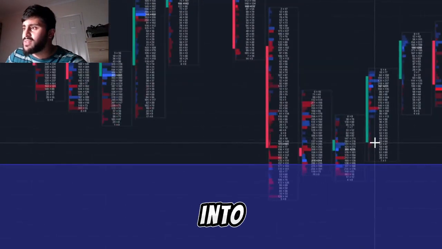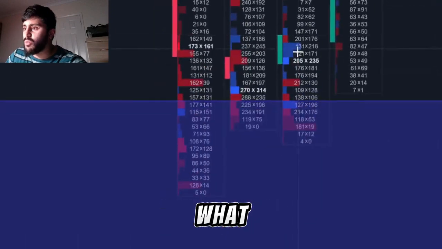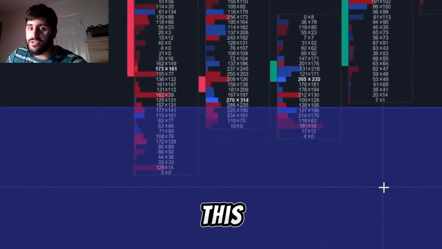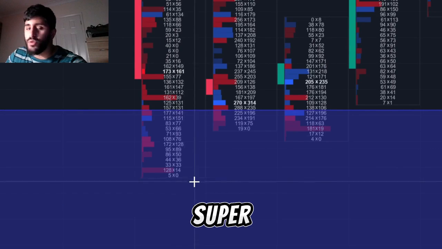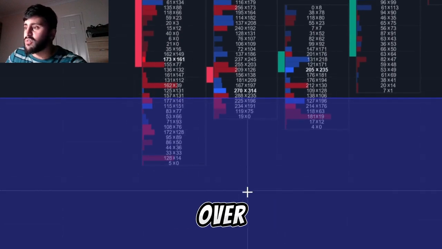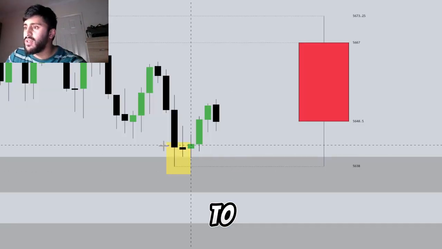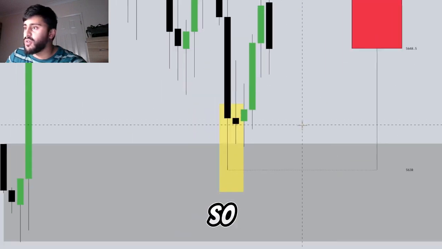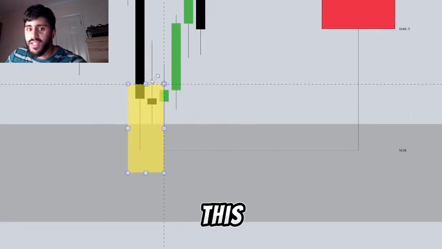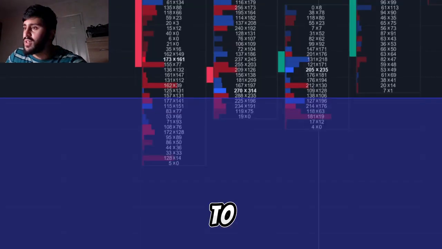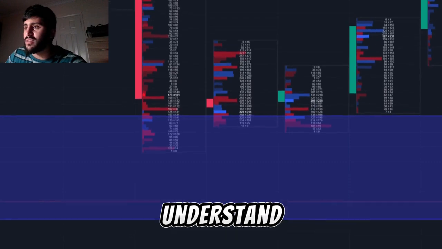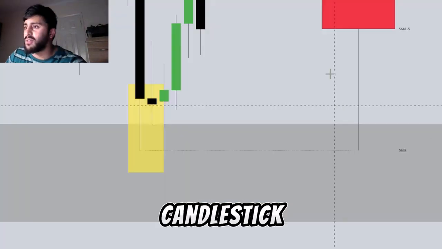So now that we've come into this zone, I want traders to understand what is really going on inside of this zone over here, right? This zone is super important. So this rejection over here corresponds to this rejection over here. So I'm going to zoom in so everyone can see this, right? This yellow box corresponds to this candle over here. This is very important to understand. Now, I want traders to understand one thing, right? Let's go back to the candlestick chart.